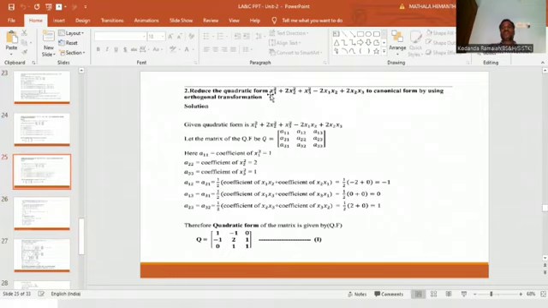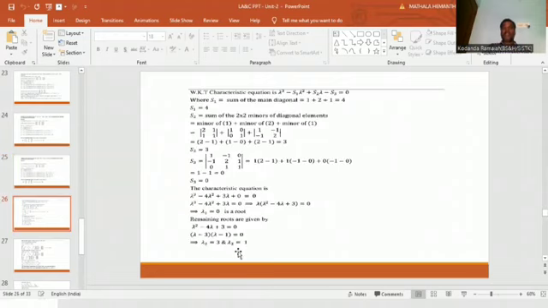Another example of the quadratic form is x1 square plus 2x2 square plus 3x3 square minus 2x1 x2 plus 2x2 x3, to be reduced to canonical form by orthogonal transformation. The given quadratic equation can be written as Q equals the matrix 1 minus 1 0, minus 1 2 1, 0 1 1. The characteristic equation of that matrix is lambda cube minus S1 lambda square plus S2 lambda minus S3 equals 0.